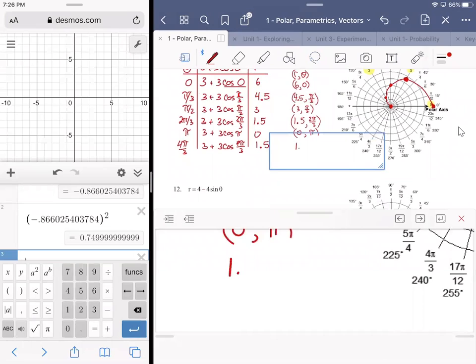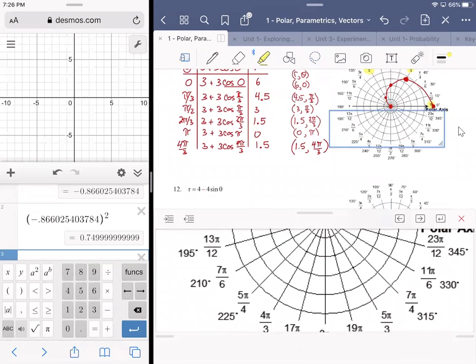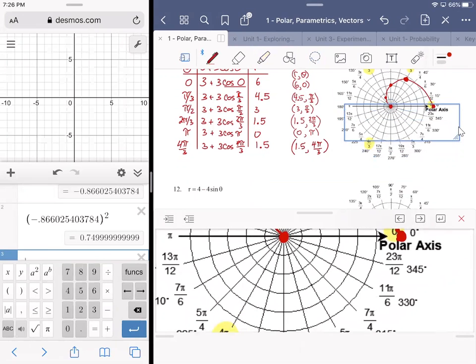So we're looking at 1.5 comma 4 pi over 3. So 1.5 steps in the direction of 4 pi over 3. So I need 4 pi over 3, and then I'm looking for 1.5 steps in that direction. So right about there. We could already see that the symmetry is shaping up the way that we suspected it would, because this is definitely symmetrical to the top half.